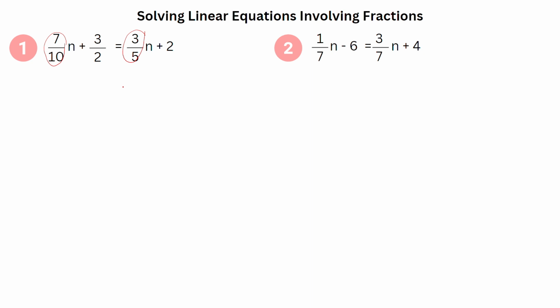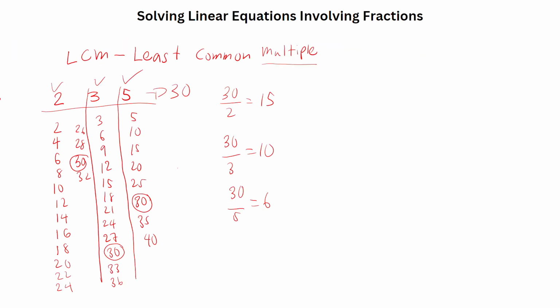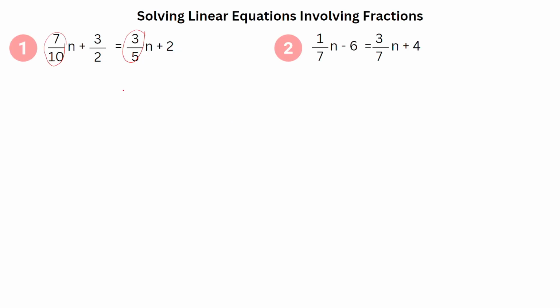So, sir, how do we do that? Remember a while ago, I taught you about LCM. We will actually apply that one here. What do we do? First, we will get all the denominators. What's our denominator here? We have 10, we have 2, and we have 5. Okay. What is the LCM of 10, 2, and 5?